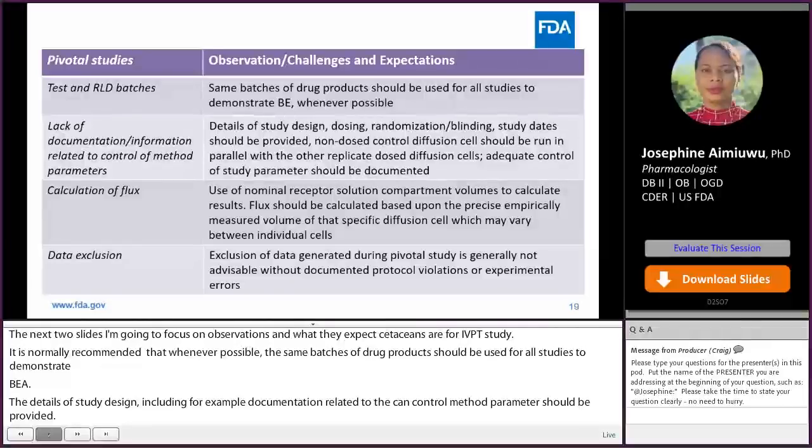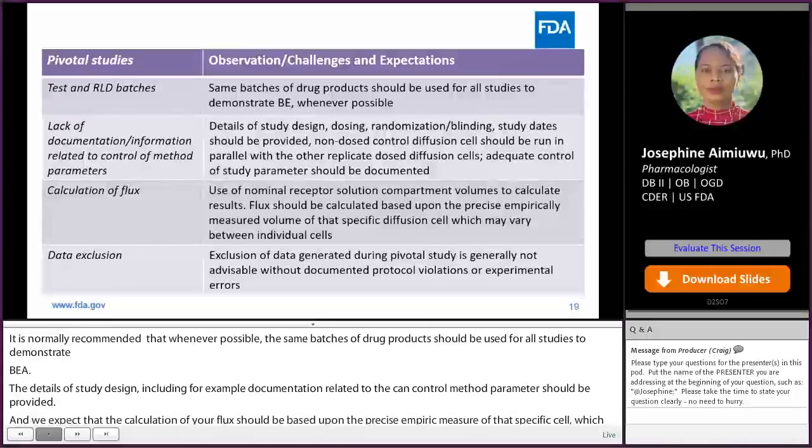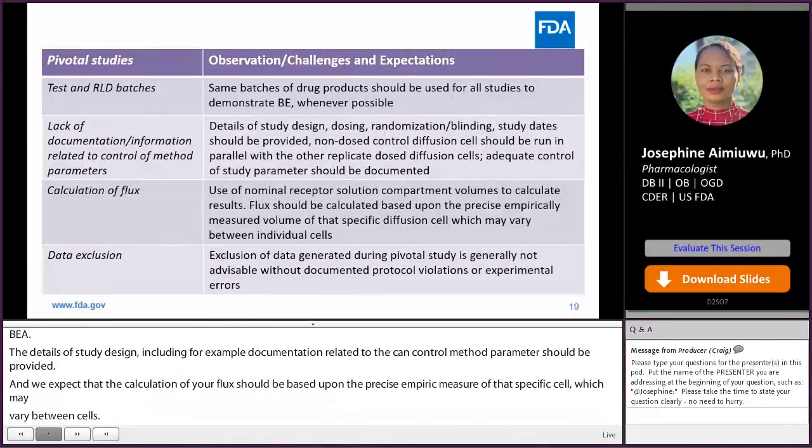Finally, for this slide, please note that exclusion of data that are generated during pivotal study is generally not advisable without proper documented protocol violations or experimental errors.